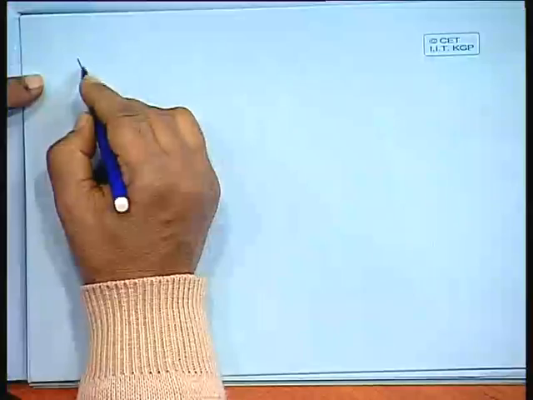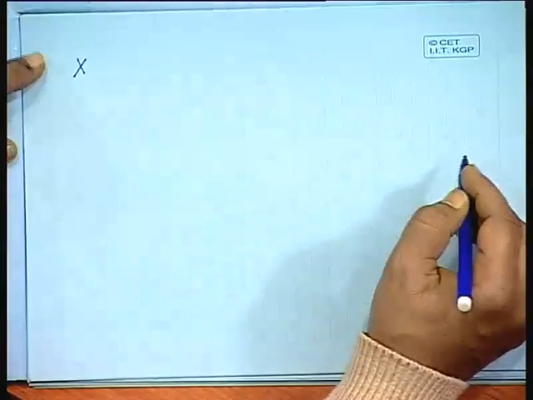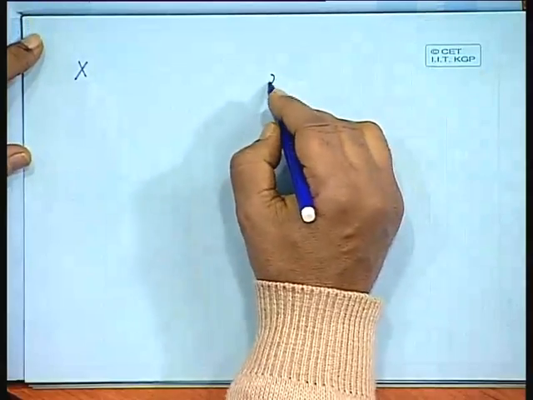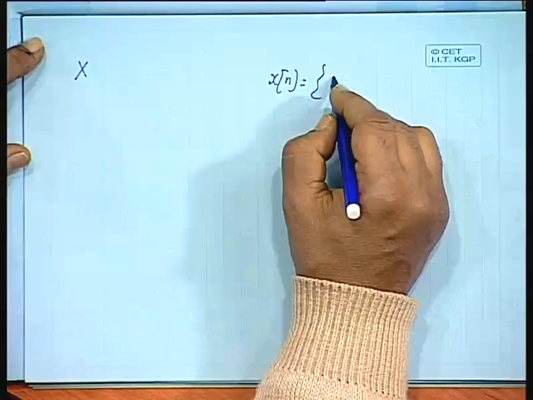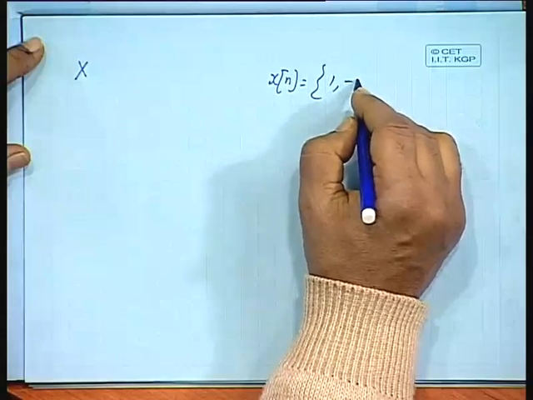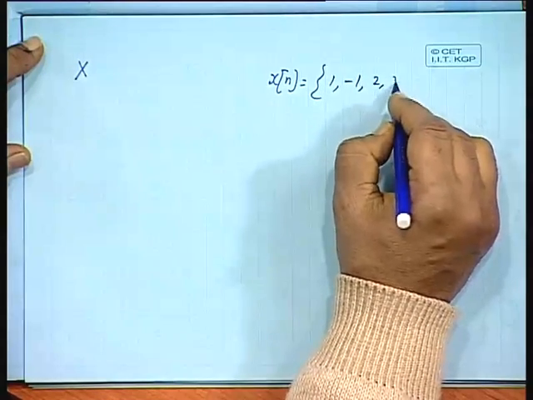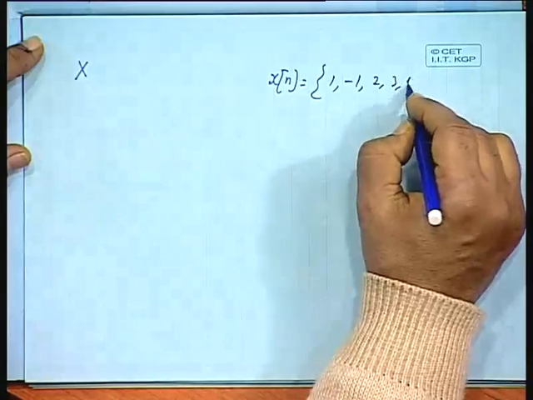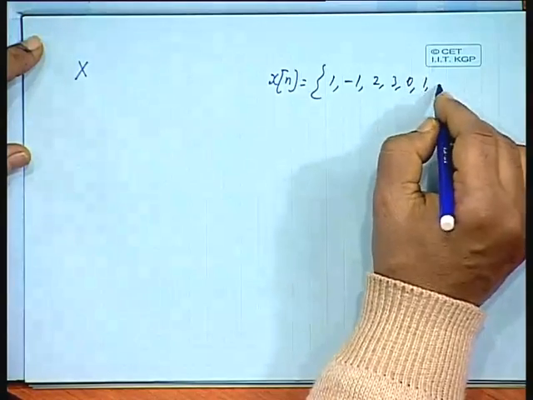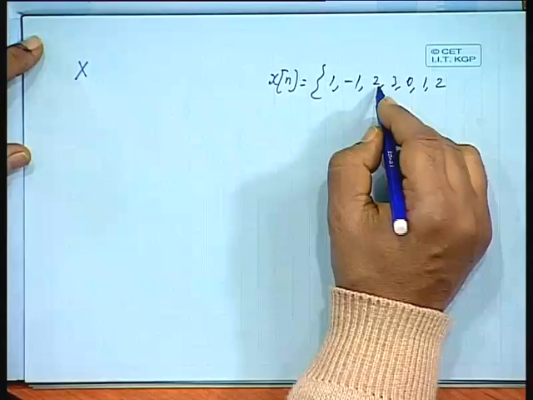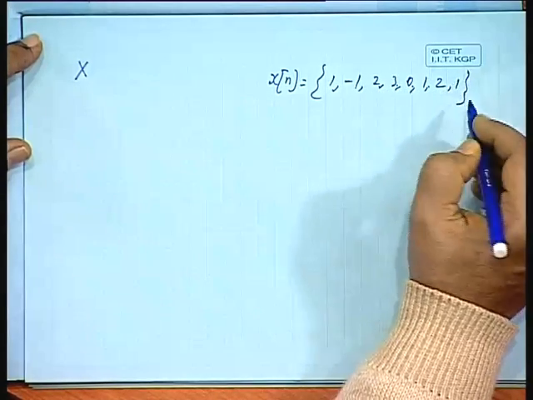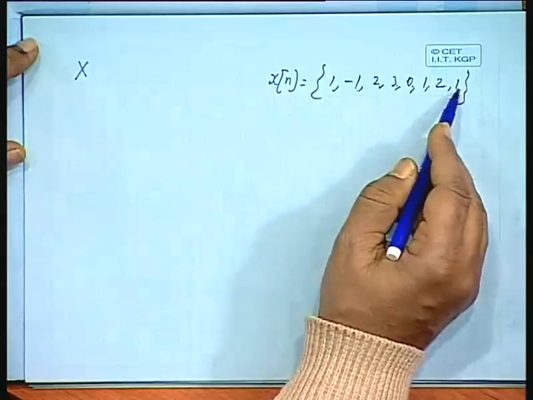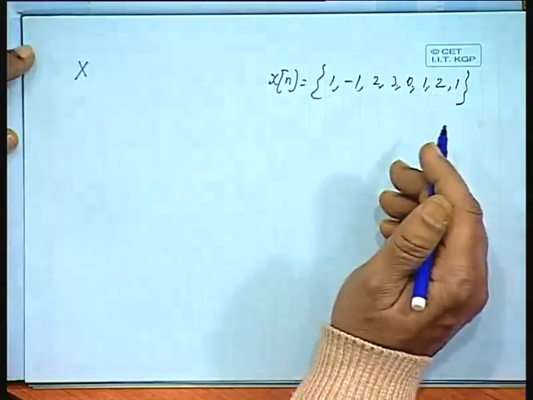Suppose you are given some values x[n]. Let us take a very simple set of values. For simplicity I have taken very simple values: 1, 0, 2, 3, and so on, an 8 point sequence.